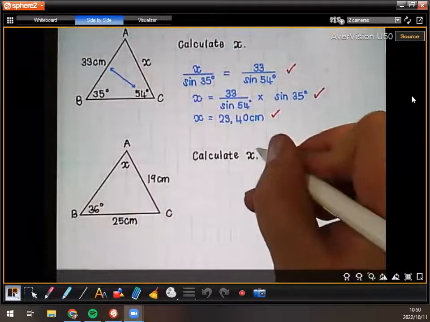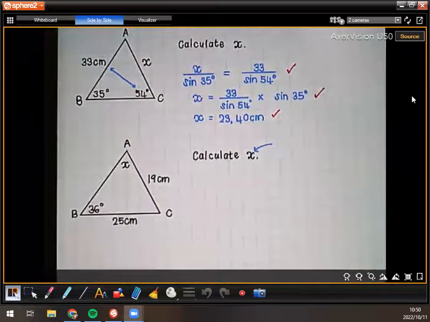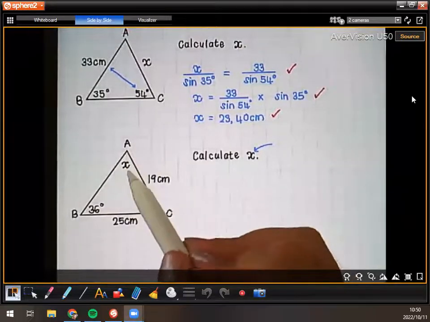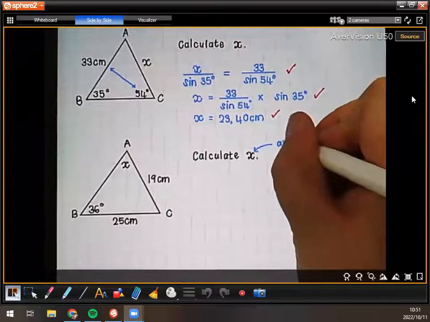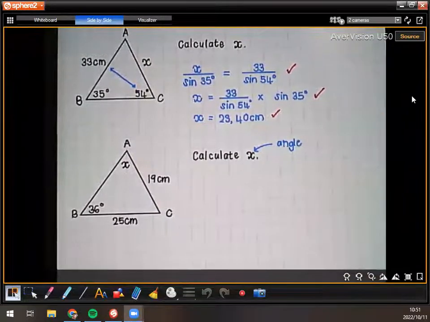You guys are done copying that down. I'm just going to add here that now in this question, x is an angle. In the previous two, x was a side. Now we actually need to calculate an angle.